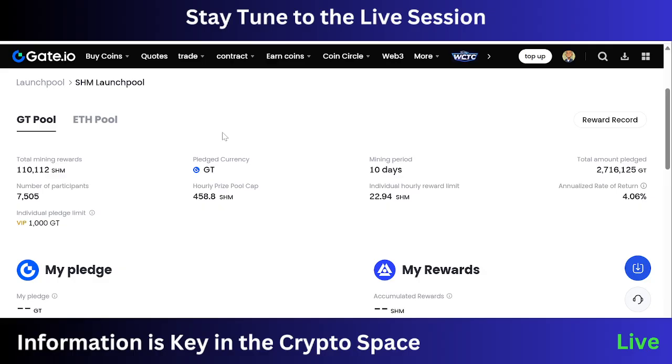The mining period is 10 days, and the total amount pledged is 2,716,125 GT, and then the number of participants.